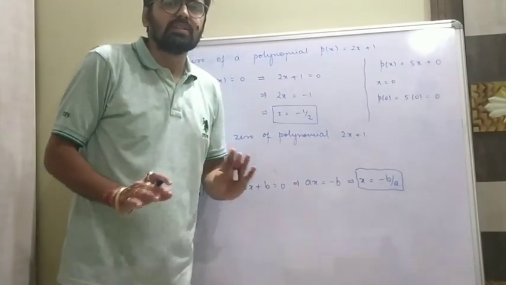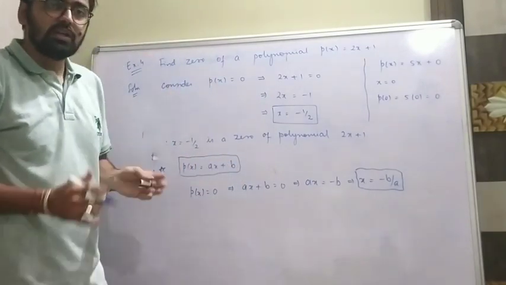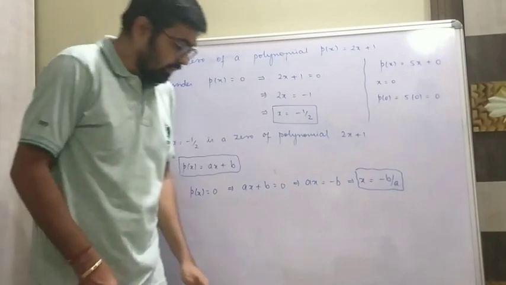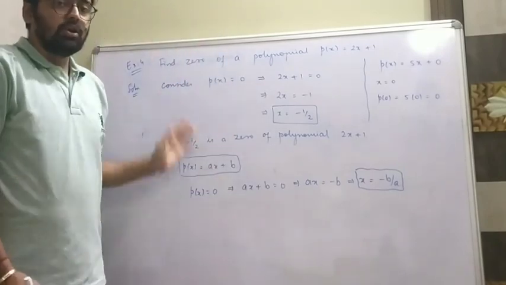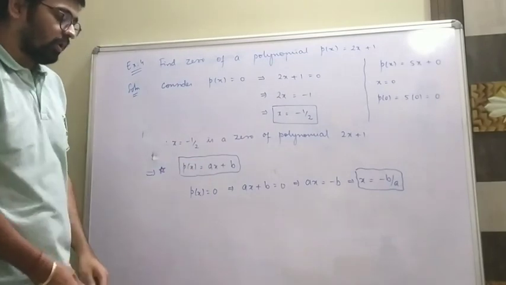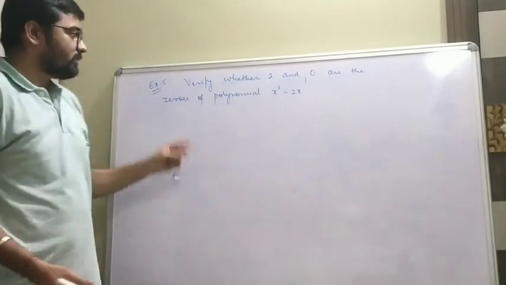So it is a very simple thing, it's not that difficult at all. We can easily find the zero of a polynomial this way. Simple. Pause the video and note down whatever is written on the board. We'll move forward. So let's have a look at example number 5.